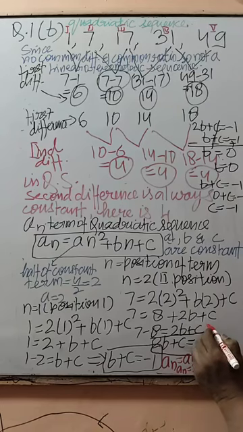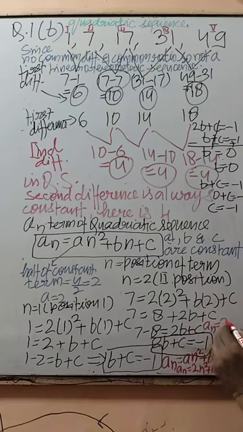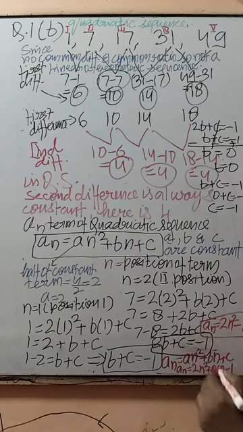So we can write the nth term is 2n squared minus 1 for the given quadratic equation. The nth term for the given quadratic sequence is 2n squared minus 1.